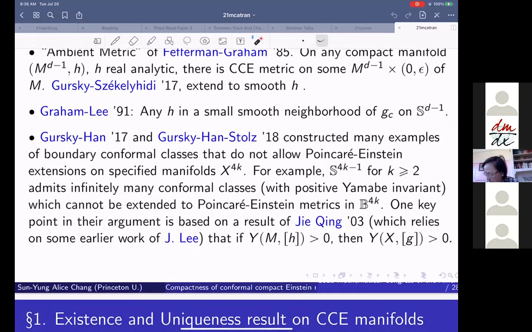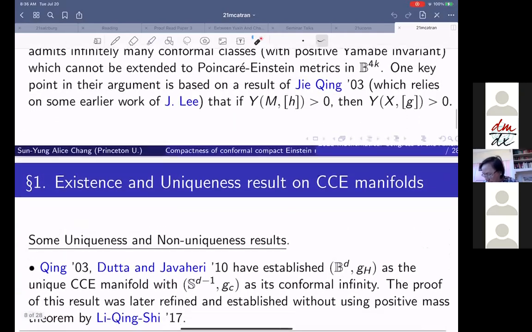And the only thing I want to mention is that their result uses the Atiyah-Singer-Patodi index formula. And one key point in the argument is based on an early work of Qing Jie and Jack Lee. That's the important work in this subject. The Lee and Qing result says, if your boundary Yamabe class is positive, then if you allow a conformally compact filling-in, then the interior metric must be of positive Yamabe class. So if you have a boundary metric which has positive scalar curvature, then whatever filling-in you have, that filling-in allows a metric in a conformal class of positive scalar curvature. So that's a non-existence result.